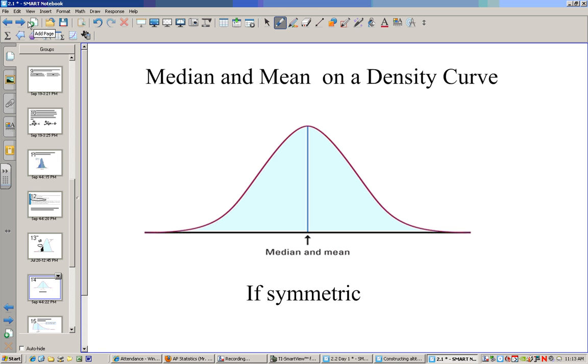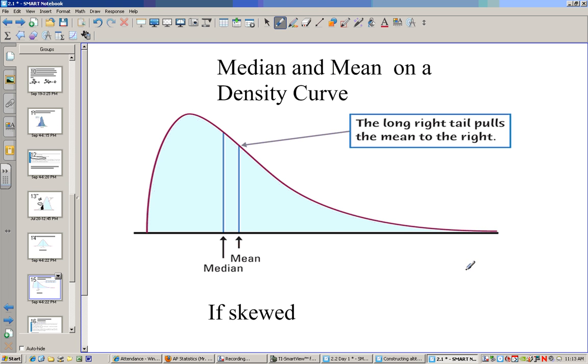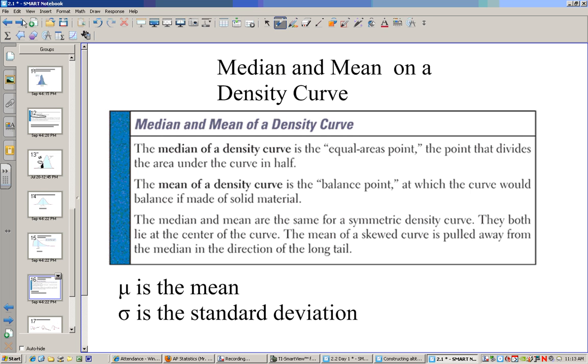Now, this is similar to last chapter. If it's a symmetric distribution, the mean and the median will be exactly the same if it's exactly symmetric. If it's not exactly, they should be close. If it's skewed, the mean is going to be pulled closer to the tail because outliers affect the mean much more than they affect the median. Now, the median of a density curve is the equal areas point. It's the point that divides the area under the curve in half, whereas the mean of the density curve is the balance point. It's the point at which the curve would balance if it were made out of solid material.